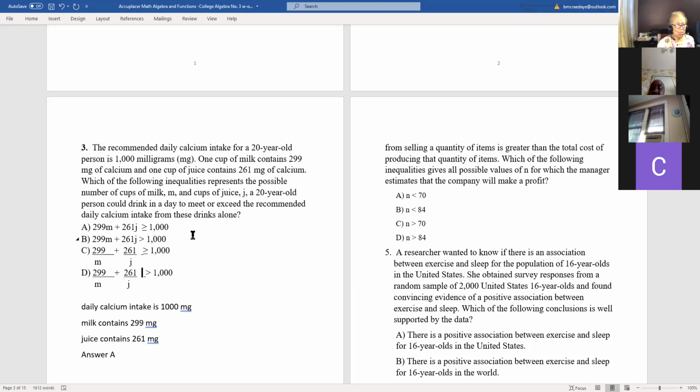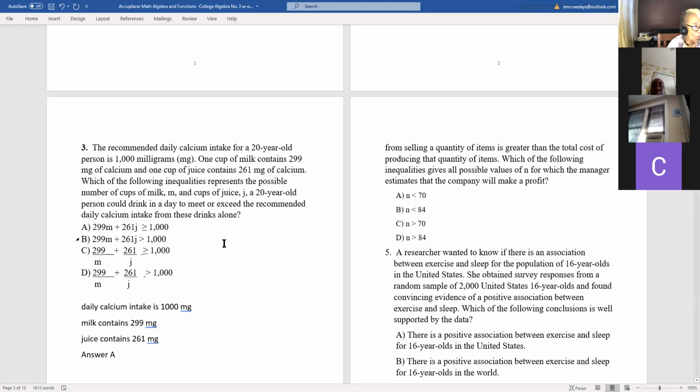It's A because it's not a division problem. You have the combination of milk, M cups of milk, and J cups of juice, and it said these drinks alone. So the combination of them to get the recommended daily calcium requirement for this 20-year-old must be greater than 1,000 or equal to 1,000. Meet or exceed: meet means equal to 1,000, exceed means greater than 1,000.